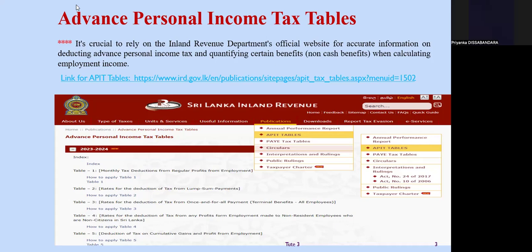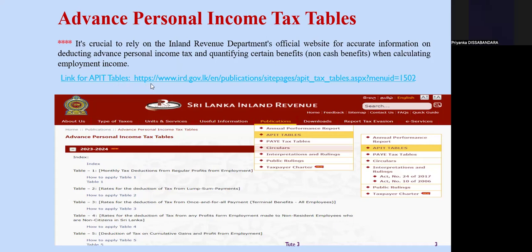Because of that, the government, the Department of Inland Revenue, introduced special tax tables for the application to several types of employees and several situations of payments of employment income, and they have to use these tables when they are calculating their employees' APIT.